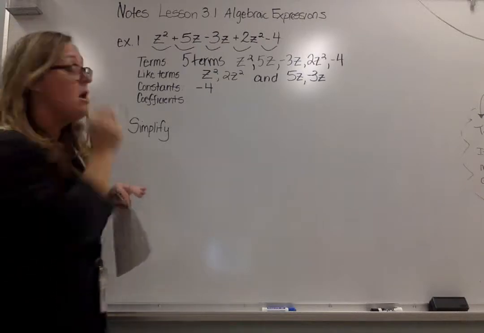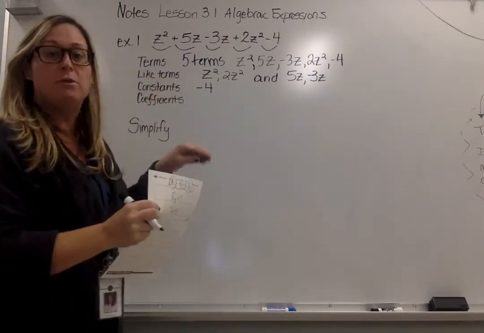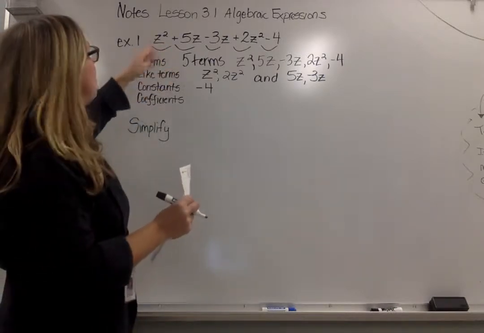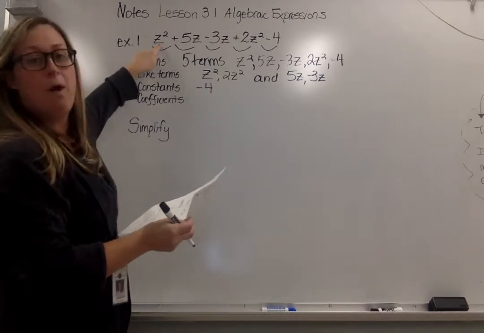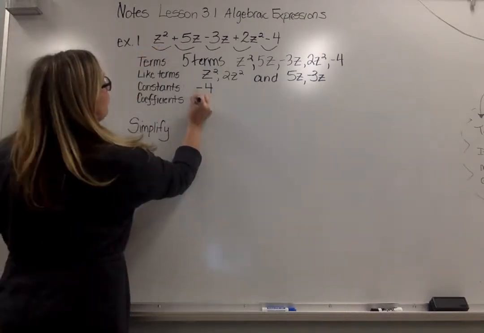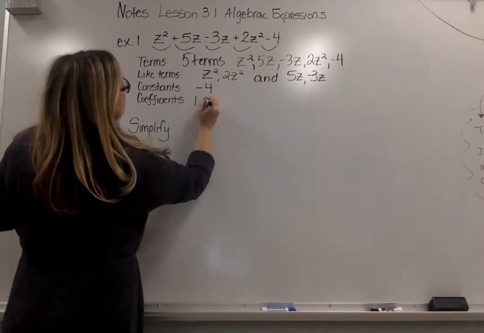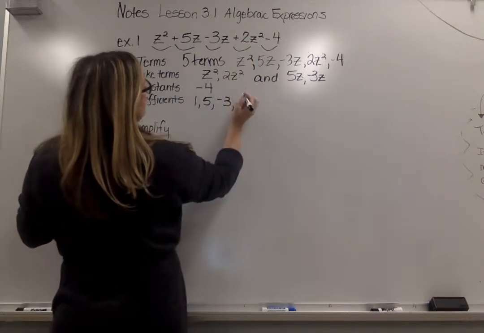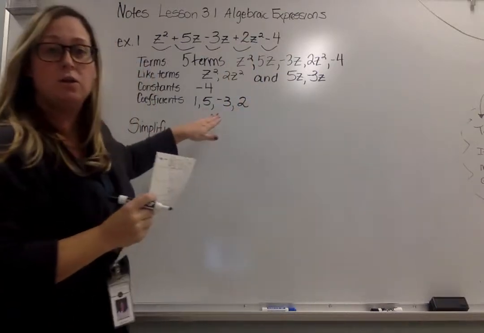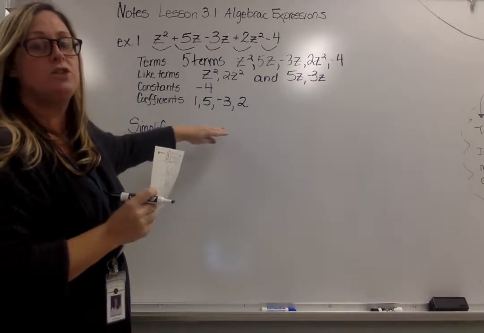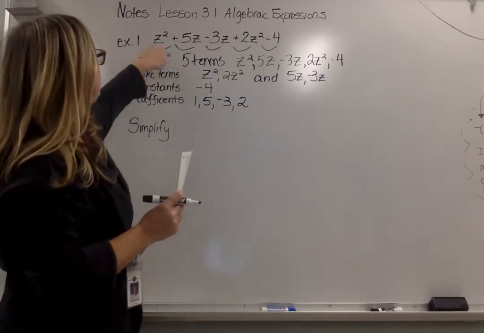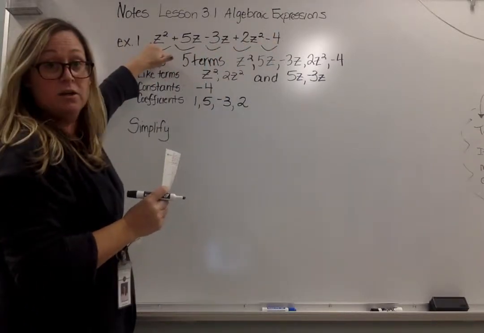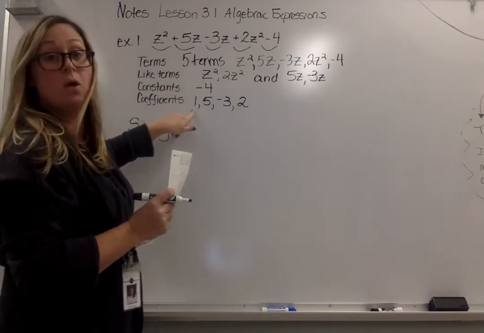The coefficients are the numbers that come in front of the variables. The coefficient indicates how many of the term are there. So I want to know how many z squares are here. There is 1. How many z's are there? 5. How many z's are there? Negative 3. How many z squares are there? 2. Do not include the variables in the coefficients. The coefficients are in front, and they are simply how many of that term there are. There is no 1 here, but there is a z squared, so you include it as a 1.